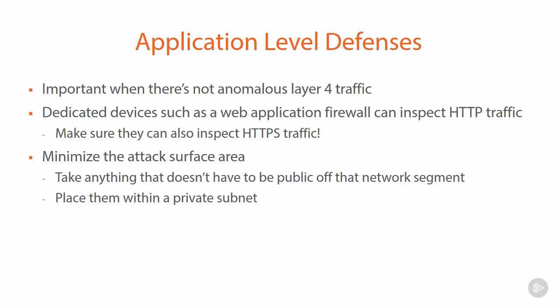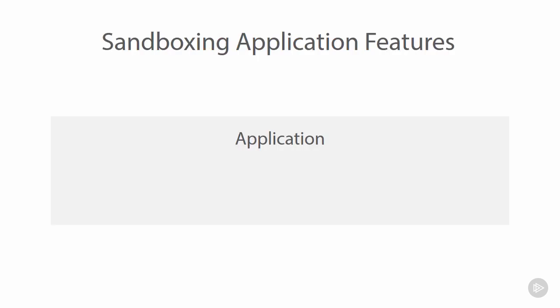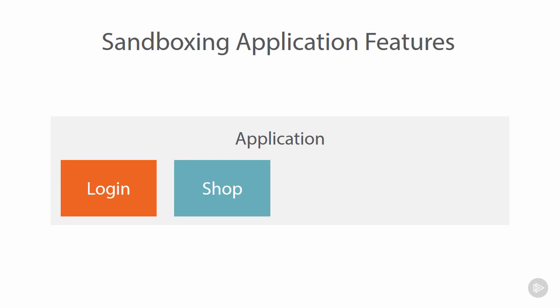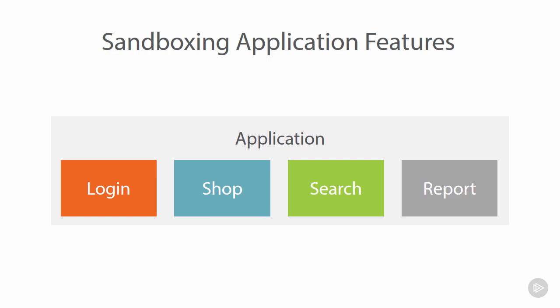Another thing to think about with applications is how you can design it from the outset to be resilient to DDoS attacks. Let me give you an example of what I mean by that. The idea of sandboxing application features is to take parts of the application and distribute them in ways that they can act independently of the other one. I'll give you an example. Imagine within our application we have login, the ability to shop, a search feature, and a report section. 4 different areas of the website. Of course, websites tend to be more complex than this, but these are 4 common features which we could segment and run as separate units.